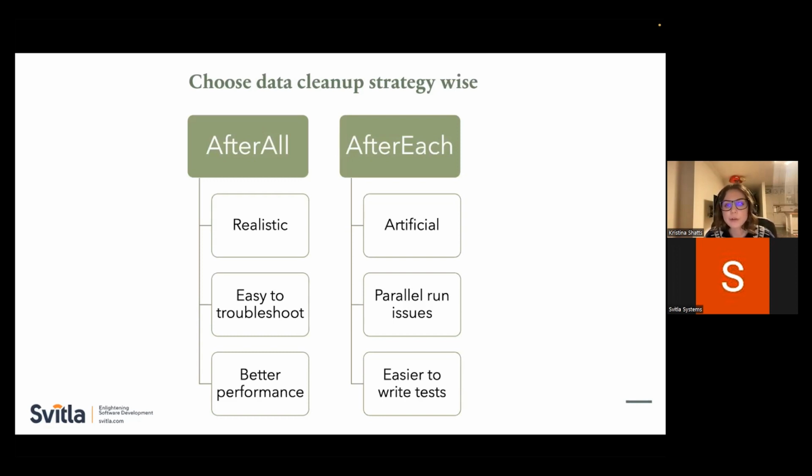Also, with the after-each approach, you can have parallel run issues. So for example, one test tries to save something, and at the same time another test tries to get something, and it could have potential issues. But it's easier to write tests because you know it will always start from an empty state, and you can always understand. But it means that you can have bugs that you don't even see because of this approach.